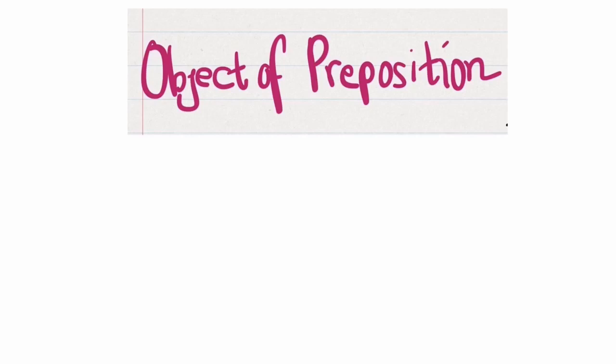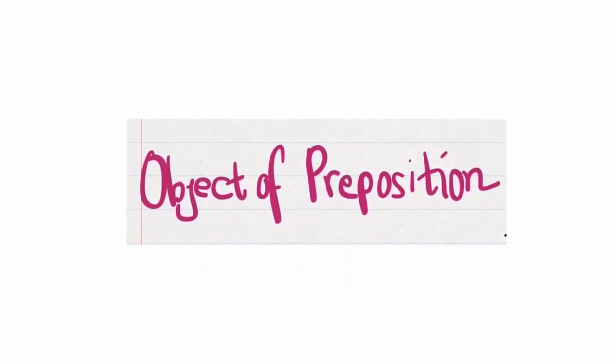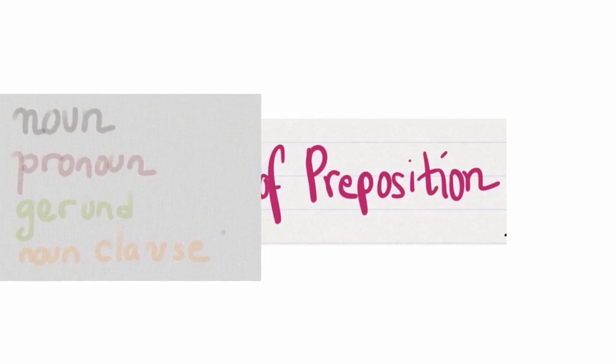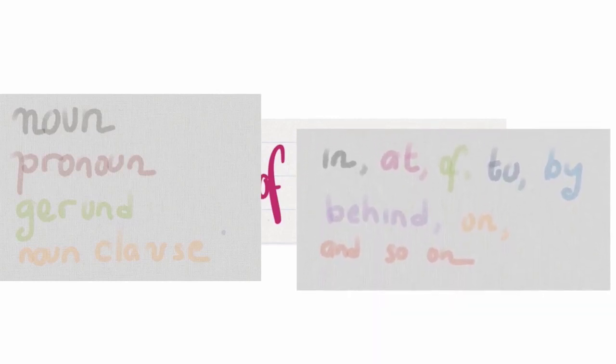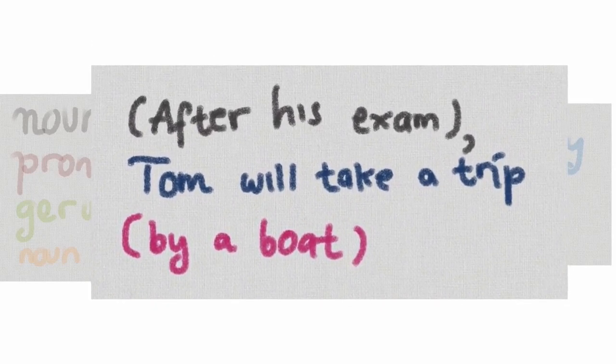Now we'll continue to discuss why you need to be careful of objects of prepositions. An object of a preposition is a noun, pronoun, gerund, or noun clause that comes after a preposition such as in, at, of, to, by, behind, on, and so on, to form a prepositional phrase. Now let's see this example. After his exams, Tom will take a trip by boat.